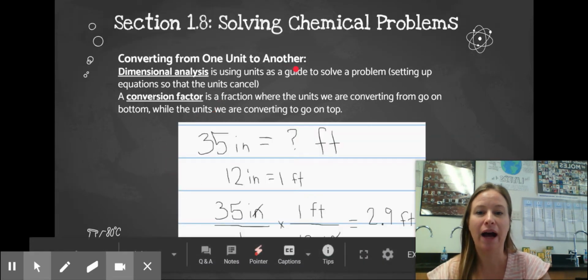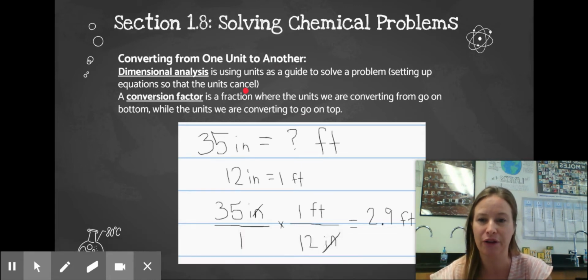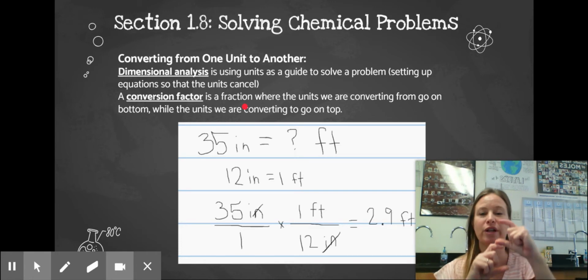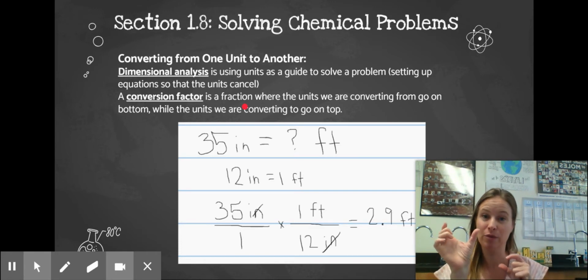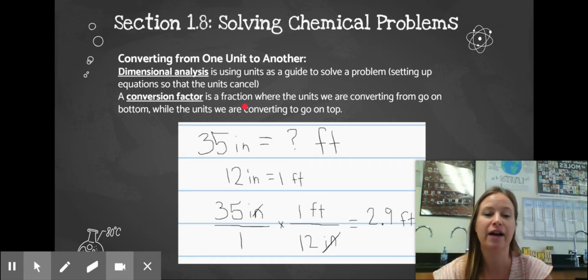How do I use those prefixes and those units to convert from one to another? In chemistry, we use dimensional analysis, which is just a very fancy way of saying we cancel out the units to change from one to another. And to do that, we use a conversion factor, which is just a fraction where you have two equivalent amounts, one on top, one on the bottom. You set it up so that the unit that's given in your problem goes on the bottom of your conversion factor, and the one you're trying to find goes on the top. The best way to explain that is with our example here.